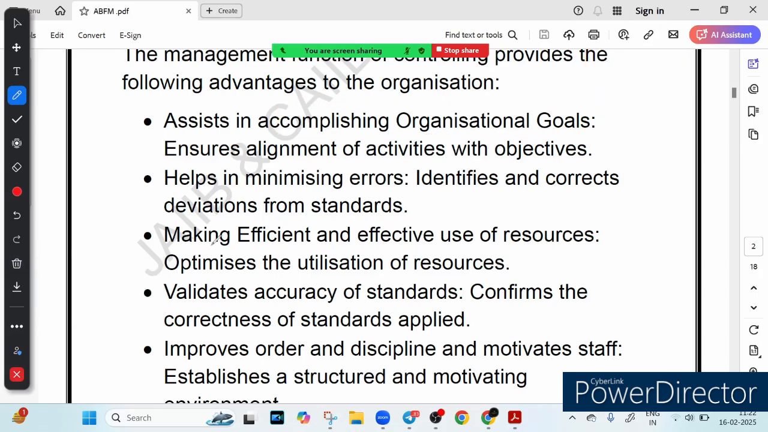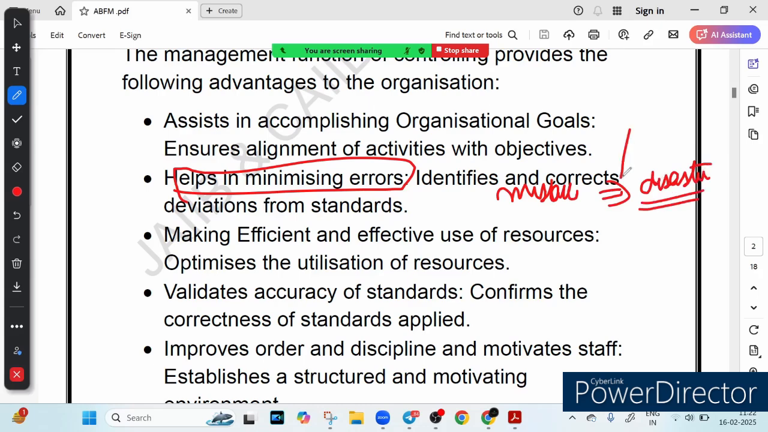Now the second advantage is that it fixes errors. It fixes the problem, right? Which means mistakes happen, but controlling catches them early before they turn into a disaster. So before a mistake turns into a disaster, controlling identifies it, controlling catches them. It is like having an autocorrect feature in business. So spot the error, fix it, and move forward, right?